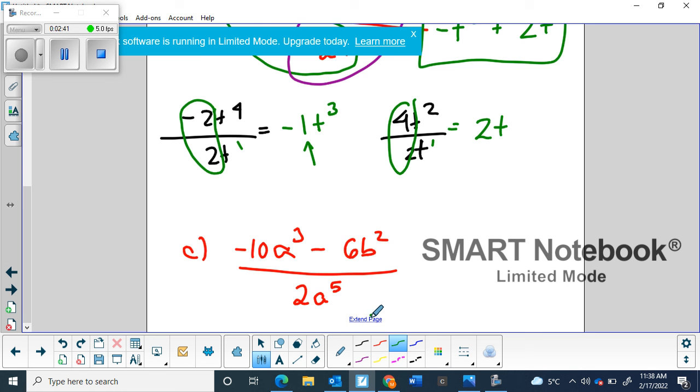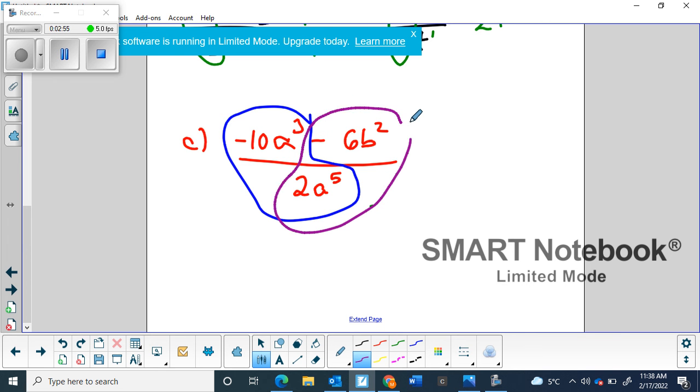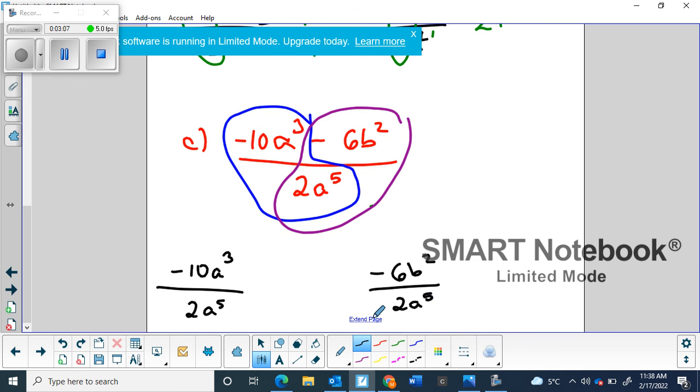Now I want to do one challenge question, because these ones have worked out where all the variables have been left on top, but we've also learned it's possible to have variables left on the bottom. So I'm going to separate these out, just like I did before. Remember, don't forget the sign that's in front of it. It's going to be important. I have negative 10a to the 3 divided by 2a to the 5. And I have negative 6b to the 2 divided by 2a to the 5.